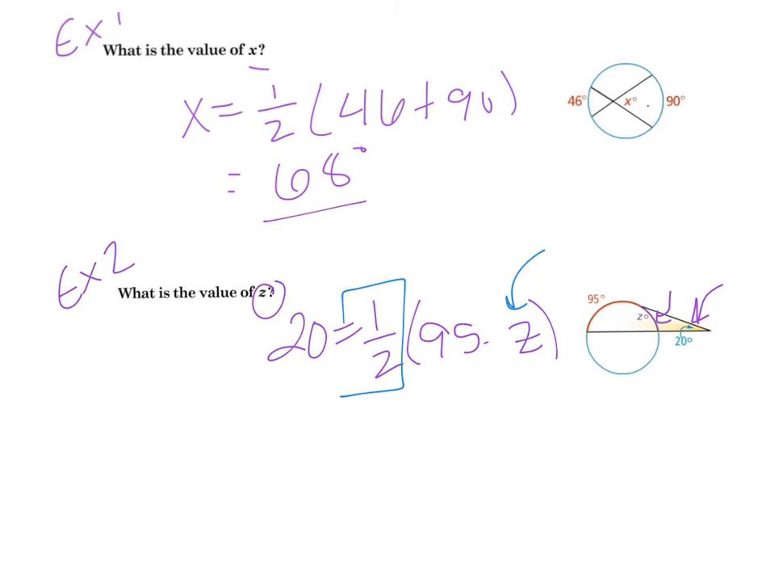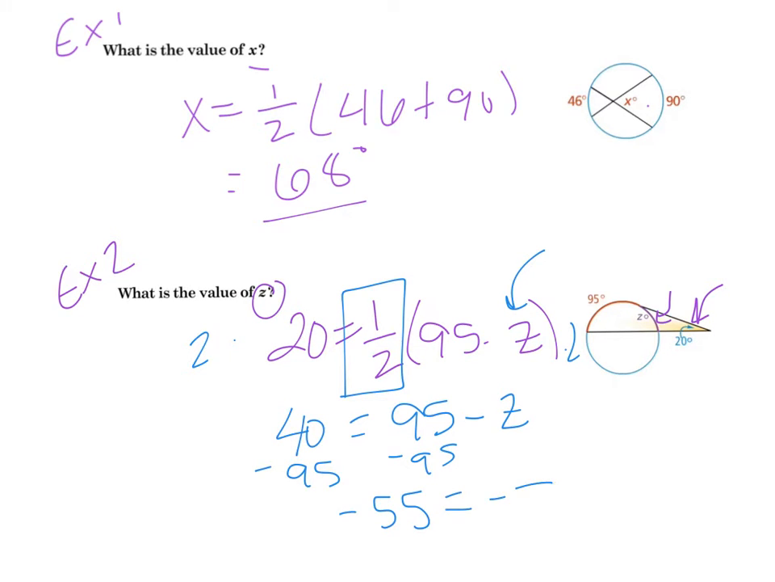Your first bet is to get rid of that 1/2. So we're going to multiply both sides by 2. So 40 is equal to 95 minus z. Then we're going to subtract 95 from both sides, and that's going to give us negative 55. And then we'll divide both sides by -1, and we get that it's 55. And you can just check your answer by plugging 55 back into our original formula. 55, subtract that from 95, and then divide that by 2, and you should get 20.